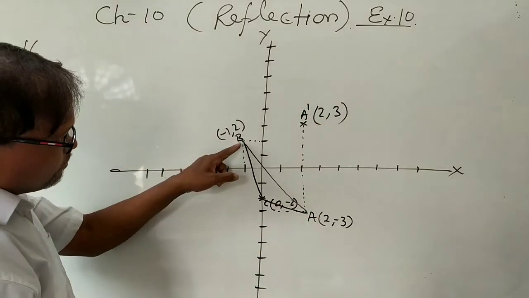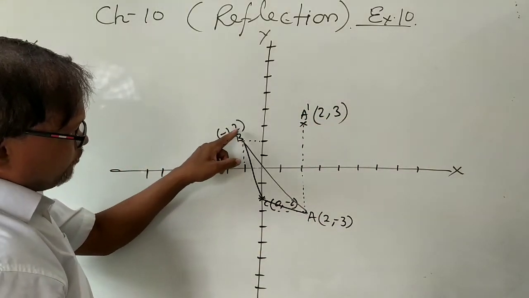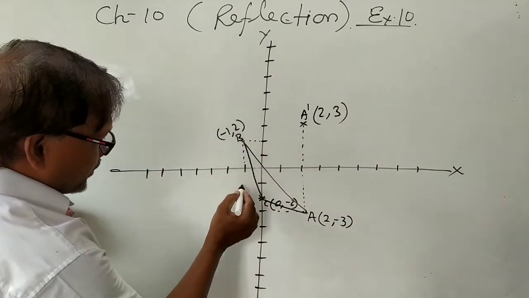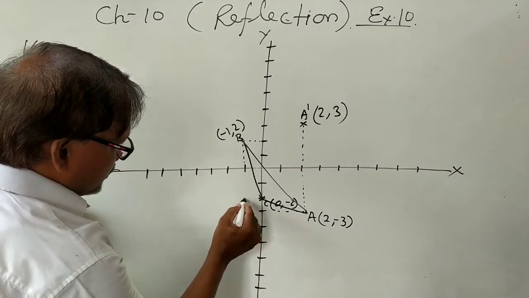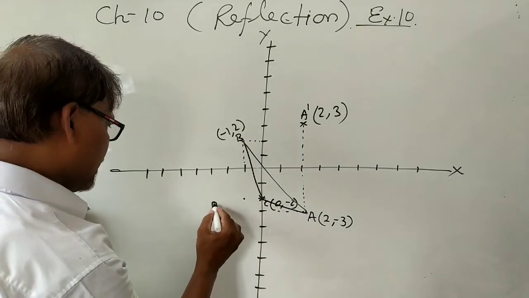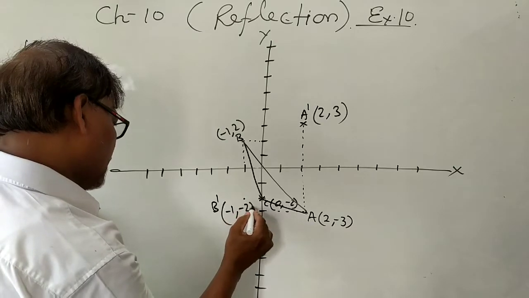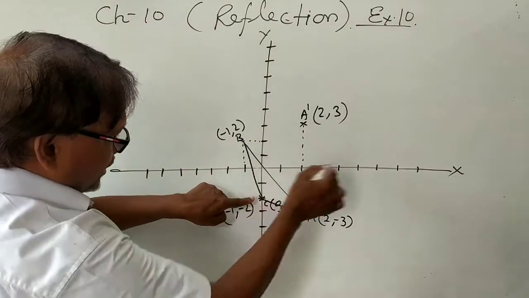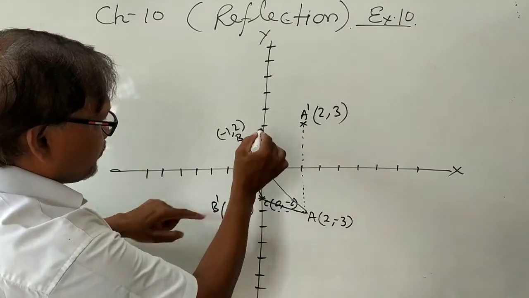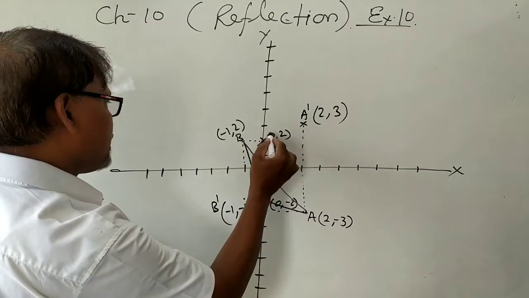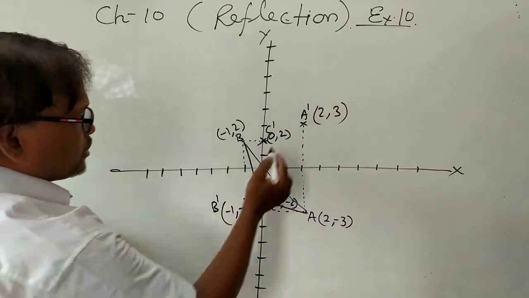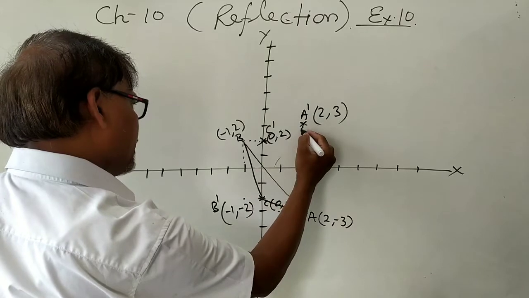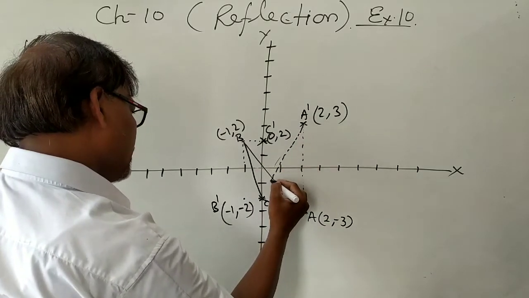Then the B will come, because only the sign of y changes. So minus 2 will go, (-1, -2) will come here. B dash (-1, -2). And the C is (0, -2), reflect through the x-axis, so it will come here (0, 2). This is the C dash. Now if we join it, you have to join by the dotted line. Join C like this.